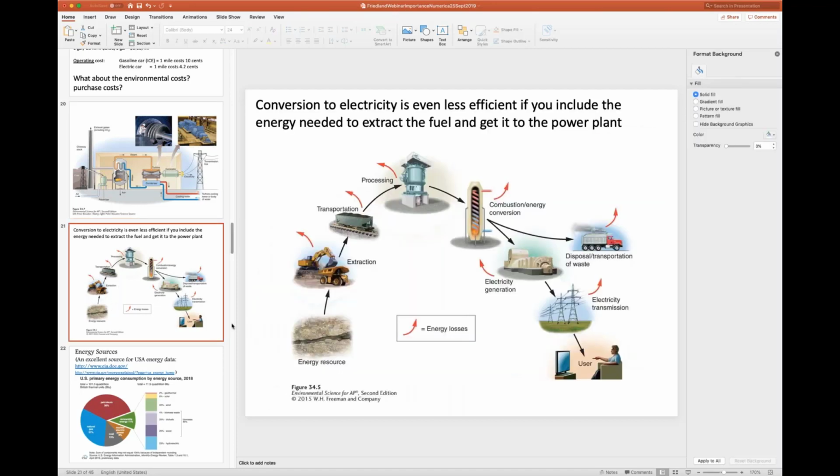You can also go qualitatively, and this is our figure 34.5. It's using coal as an example, but it could also use another fuel like petroleum or anything else, and it talks qualitatively about all the different features or all the different processes, and the red arrows indicate where energy is being lost. So those are some things that you can talk about.